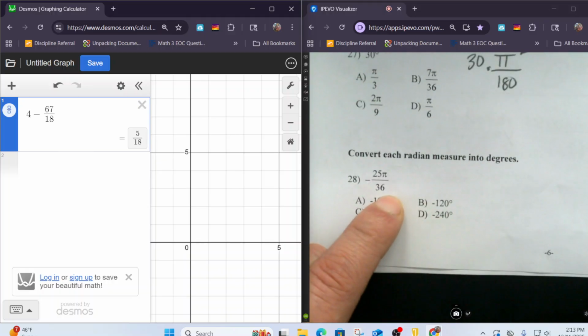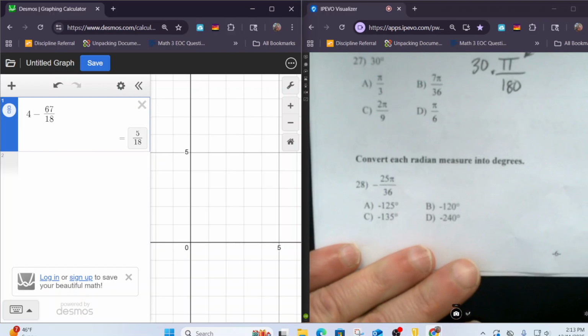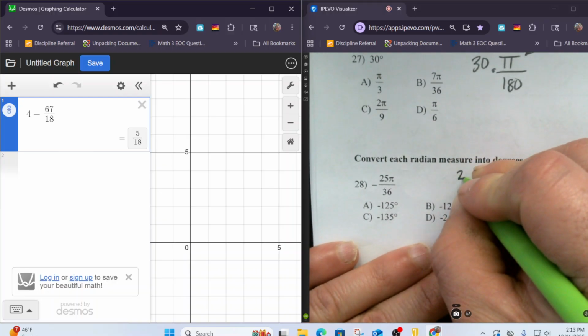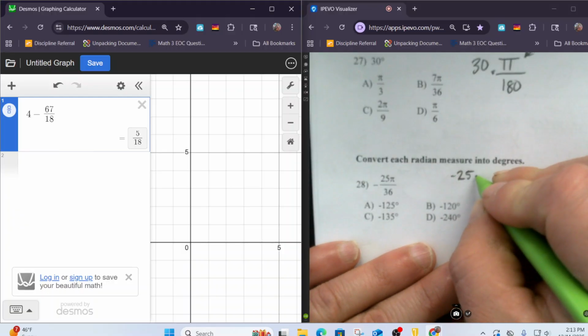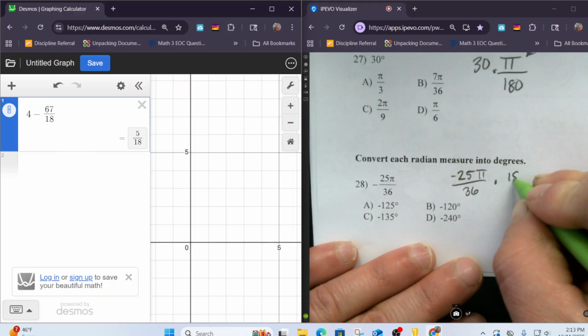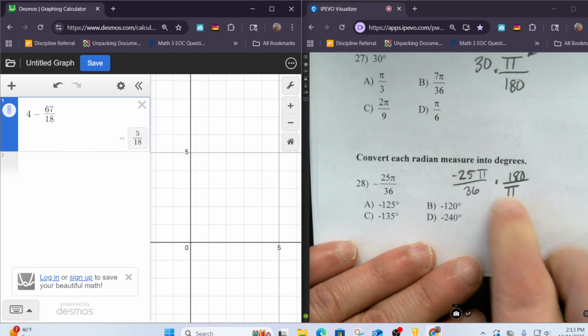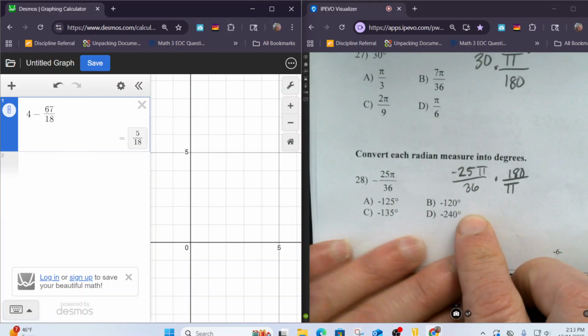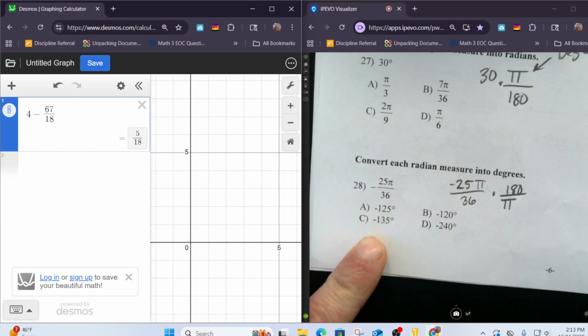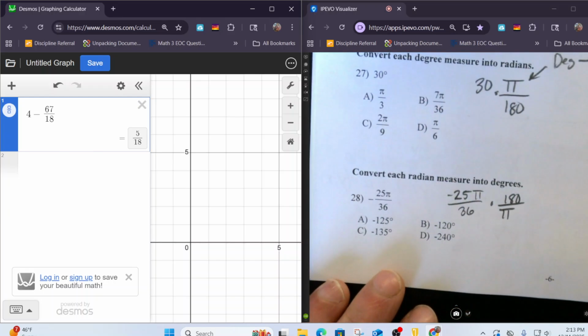Guys, what's the conversion factor to go from radians to degrees? 180 over pi. I know pi has to be on the bottom because it's going to have to cancel out. Does any of these have a pi in it? No. So that lets you know the pi is going to have to be on the bottom so it'll cancel out.